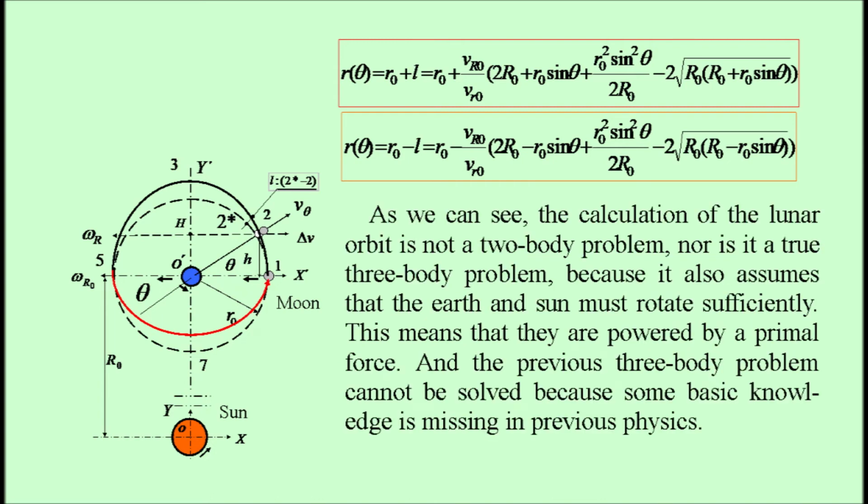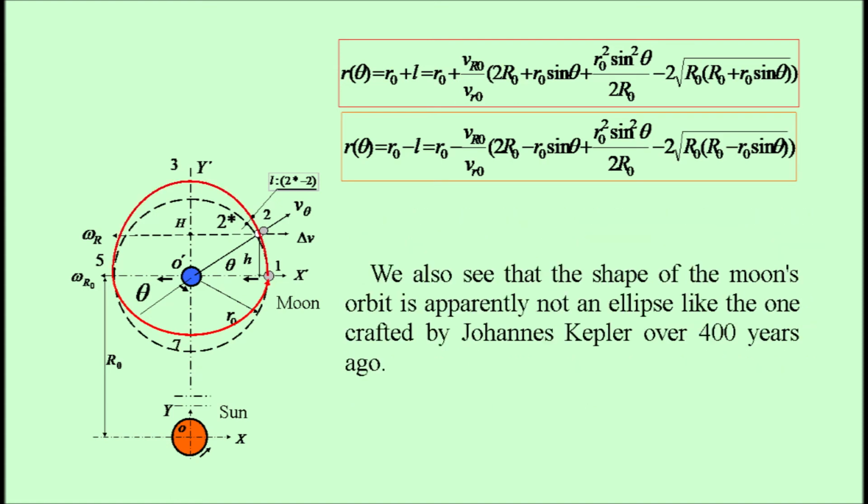As we can see, the calculation of the lunar orbit is not a two-body problem, nor is it a true three-body problem, because it also assumes that the Earth and Sun must rotate sufficiently. This means that they are powered by a primal force. And the previous three-body problem cannot be solved because some basic knowledge is missing in previous physics. We also see that the shape of the Moon's orbit is apparently not an ellipse like the one crafted by Johannes Kepler over 400 years ago.